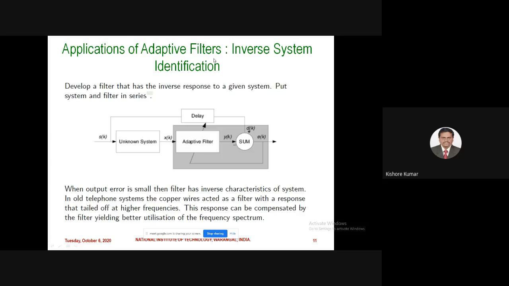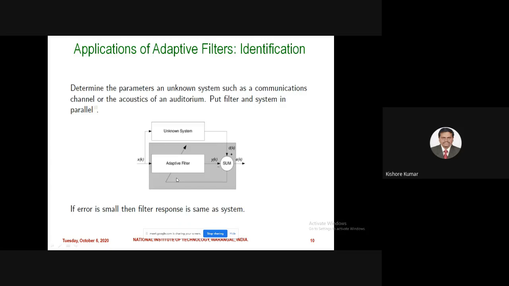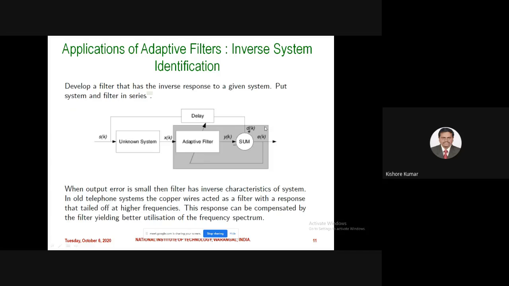Then inverse system identification is another application of the adaptive filter. You develop a filter that has the inverse response to a given system, put the system and filter in series, and then we can use it as an inverse system. Here parallel means identification, and series means we can use the inverse system. When the output error is small, then the filter has the inverse characteristic of the system.